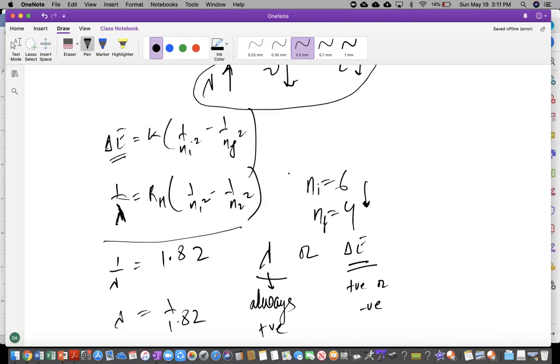And will those equations, the delta E and lambda equations, be given to us? Yeah, these two equations will be given to you, and these constant values will also be given to you. Okay, good.